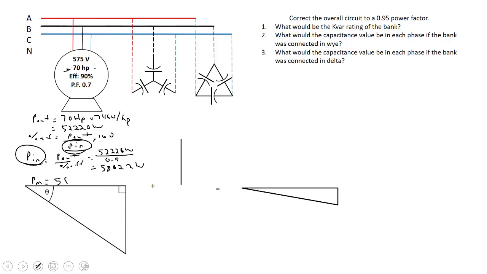So 58,022 watts. Now the power factor of this motor is 0.7. So we can use our power factor formula, that is P of the motor over S of the motor, is going to be equal to power factor, but we're going to use it backwards. So I'm just going to swap those two values, take my true power, divide it by 0.7, and I've got an apparent power of this motor of 82,889.